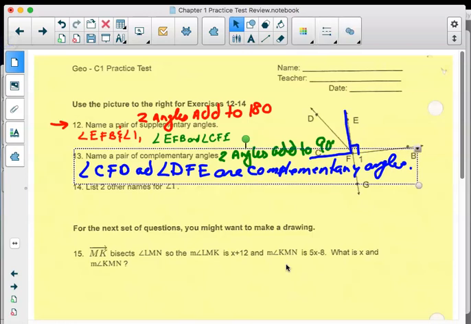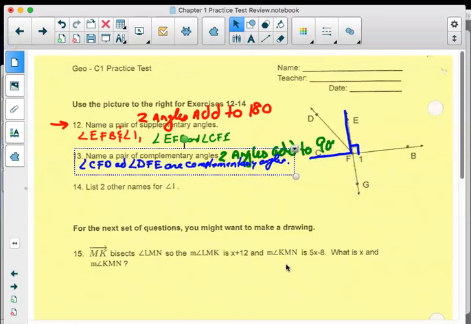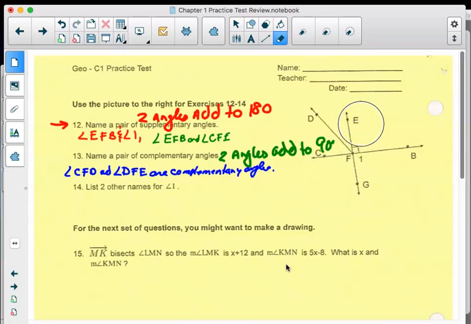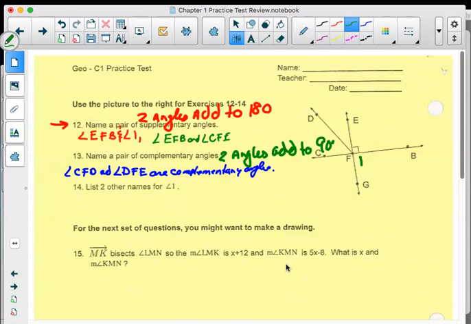Now I'm going to get that shrunk down because I'm going to be using my diagram again. Now they're asking me to list two other names for angle 1. So let's look at angle 1. Angle 1 is right here. Two other names for angle 1 would be angle BFG and angle GFB.